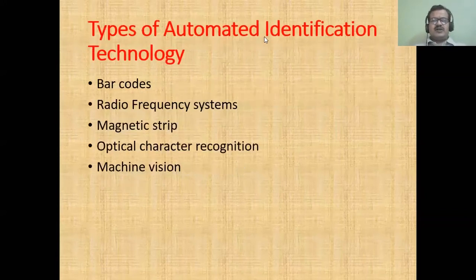Types of automated identification technology: barcodes, then radio frequency system, that is RFID. Magnetic strips are being used, like earlier in our ATM, smart cards, magnetic strip was being used, optical character recognition, machine vision, right?